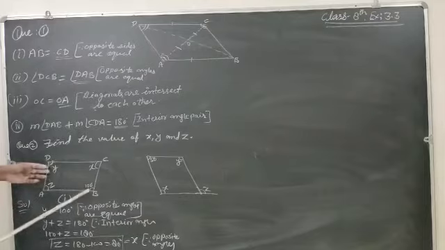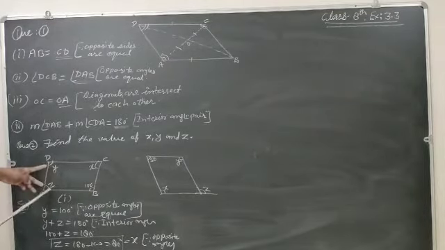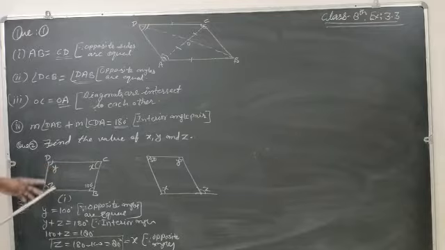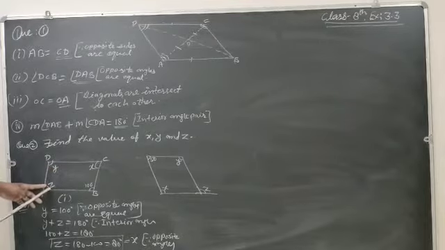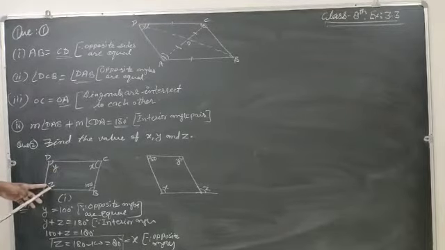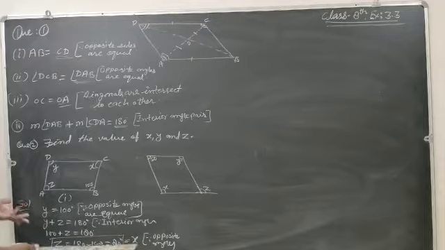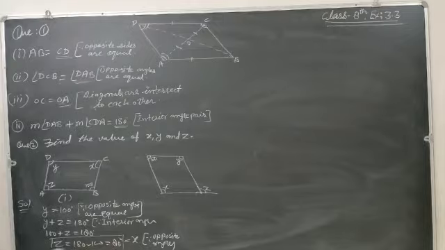So y and 100 are opposite angles, so y equals 100. Y and z are an interior angle pair, so y plus z equals 180 degrees. So y equals 100, then z equals 180 minus 100 equals 80 degrees. So z and x are also equal, because opposite angles. So x equals 80, z equals 80 and y equals 100.